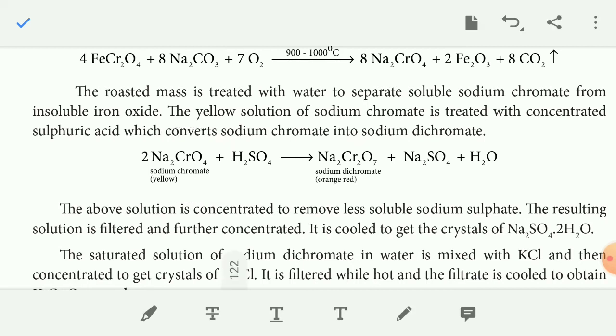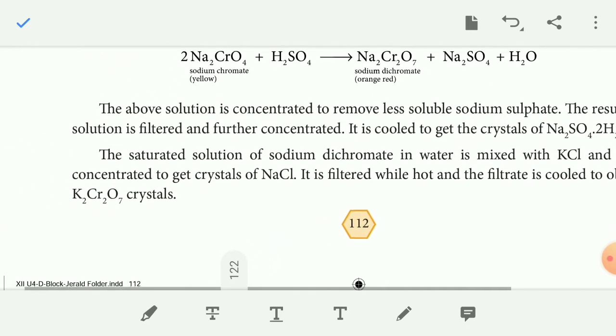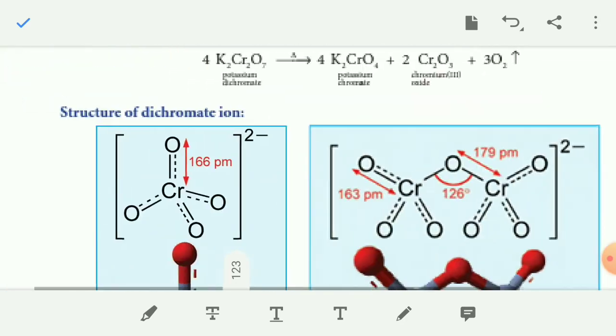The above solution is concentrated to remove the less soluble sodium sulfate. The resulting solution is filtered and further concentrated, then cooled to get crystals of sodium sulfate. We get a saturated solution of sodium dichromate in water, which is mixed with potassium chloride. On hot concentration, crystals of sodium chloride separate out. While hot the solution is filtered, then cooled, and we get K2Cr2O7 crystals.